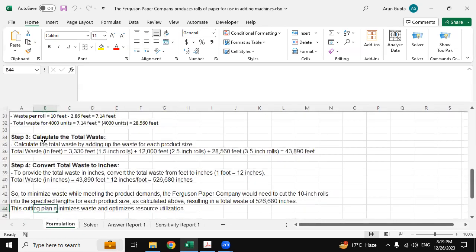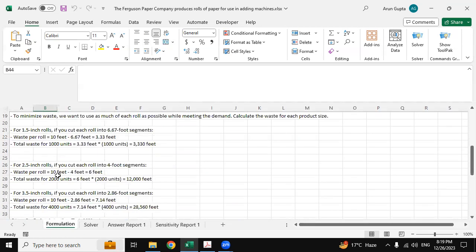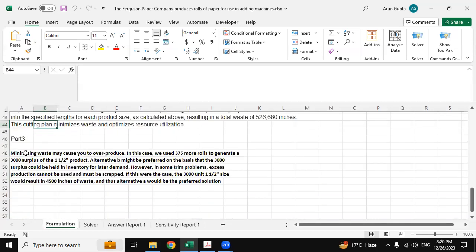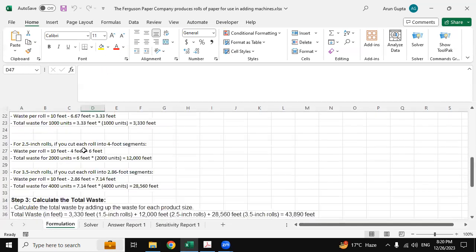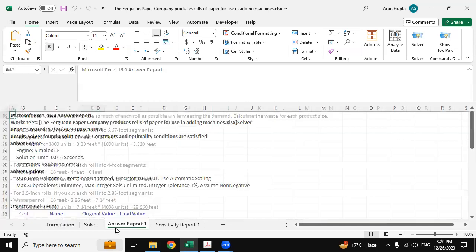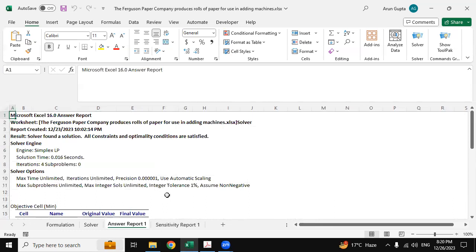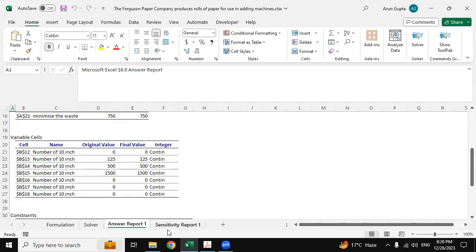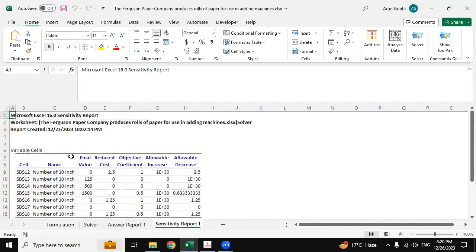Now this is the part B for the explanation part, and this is for the part 3. So we have described here for the part 3 as well. So all the parts we have covered here, and then this is the answer report 1. And that has been provided using Excel solver. Again, this is also the sensitivity report, which has been used through Excel solver itself.